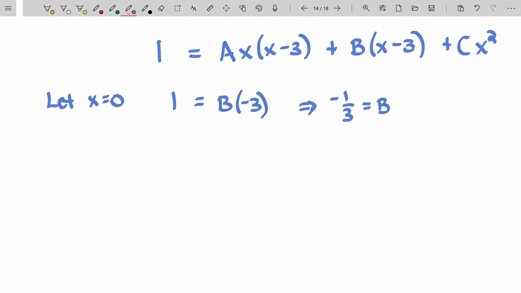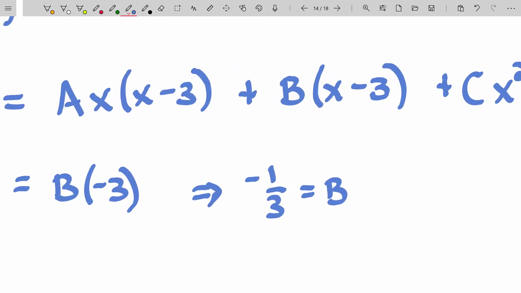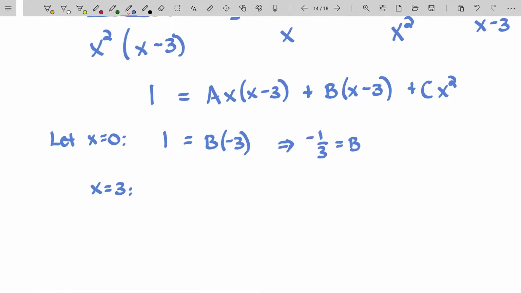Another strategic substitution is x equals 3. Again, because when you plug x equals 3 in, the first two terms will turn off. This guy will turn to 0, that will turn to 0, and so the only survivor will be that last term. We get 1 is equal to 3 squared times c, or 9c, which implies 1/9 is equal to c.